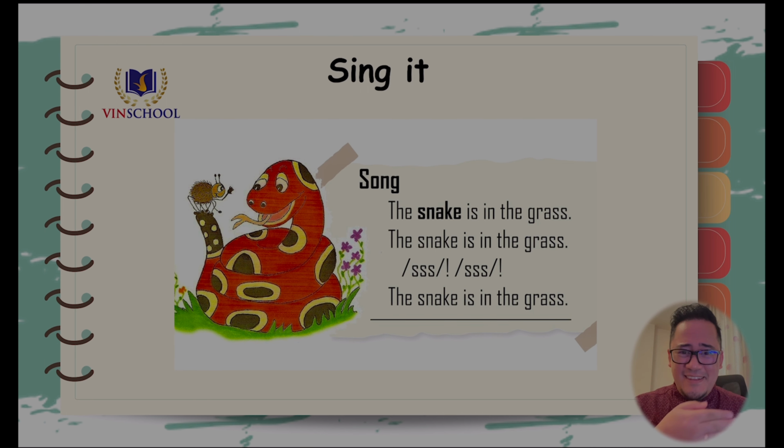The snake is in the grass, the snake is in the grass. S, s, the snake is in the grass.